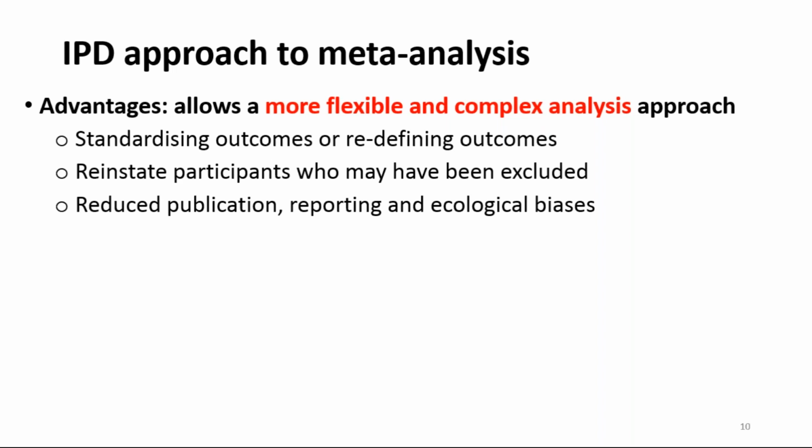In theory, an IPD approach will reduce biases related to meta-analysis, such as publication and reporting biases, as unpublished information is requested. And also in theory, an IPD approach may reduce what is known as ecological bias, which can be an issue in aggregate data meta-analysis. In other words, the average effect across a group may not necessarily reflect the individual response to a treatment.